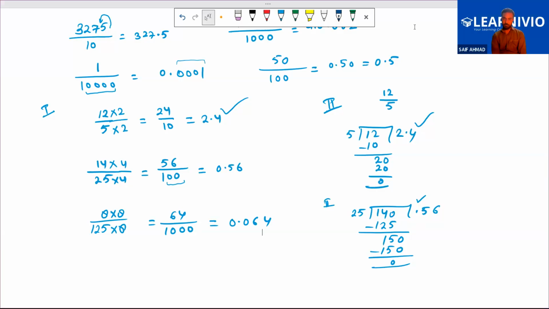Sir, in the last one, the last multiplication, it is 8 upon 125 multiplied by 8, right? It is 8 multiplied by 8 upon 125 multiplied by 8.